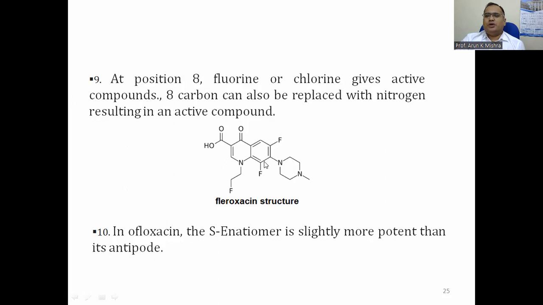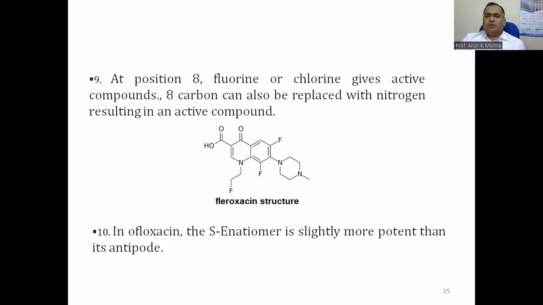Where is the 8th position? 1, 2, 3, 4, 5, 6, 7, and 8. This is the 8th position. Generally, the compound has a carbon at the 8th position, and from this carbon, one fluorine may be attached. But fleroxacin is one of the compounds in which the 8th carbon may also be replaced. If this 8th carbon is replaced with nitrogen and an ethyl fluorine moiety has been attached, fleroxacin is obtained, which is also one of the active compounds.